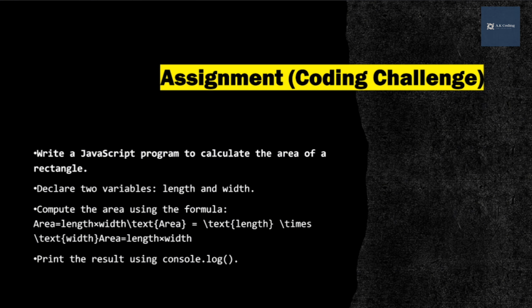So you have an assignment with a coding challenge. Write a JavaScript program to calculate the area of a rectangle. Declare two variables, length and width, and you can give any values. For example, length can be 5 and width can be 10. And compute the area using this formula: area equals length multiplied by width. And you can print the result using console.log.